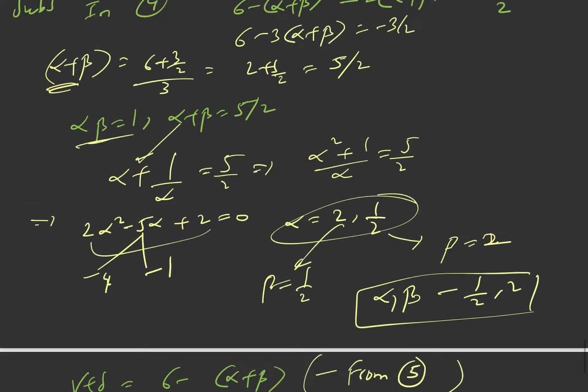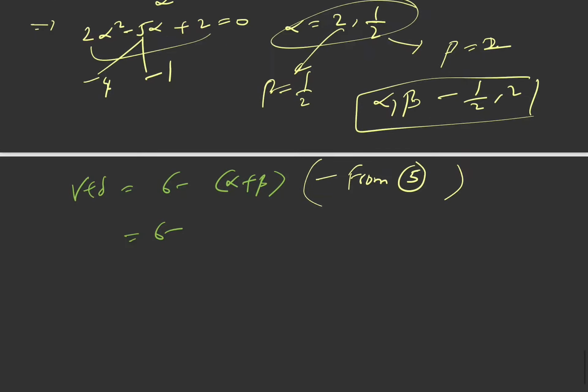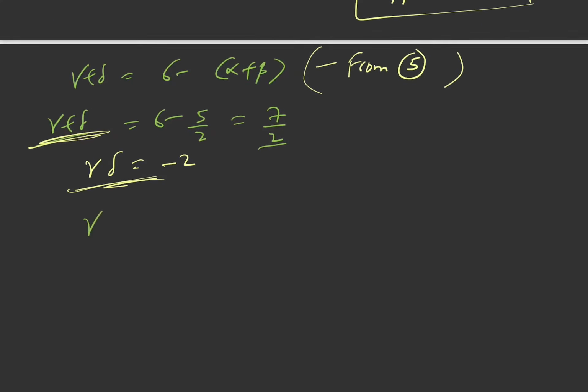So then 6 minus, what is alpha plus beta? It is 5 by 2. 6 minus 5 by 2. So 12 minus 5, 7 by 2. So you have got gamma plus delta is 7 by 2. And what is gamma delta? Gamma delta was minus 2. So now you know gamma plus delta, you know gamma delta, you can solve for gamma and delta also.